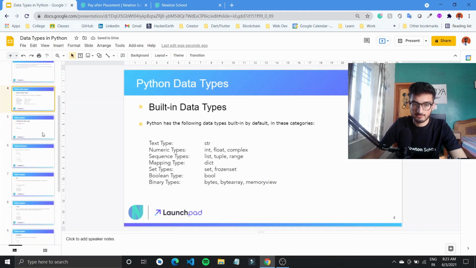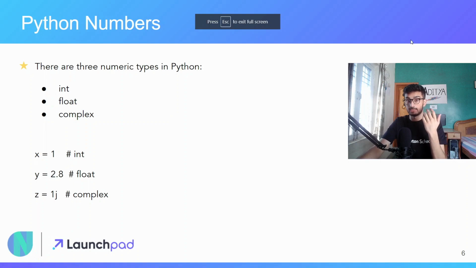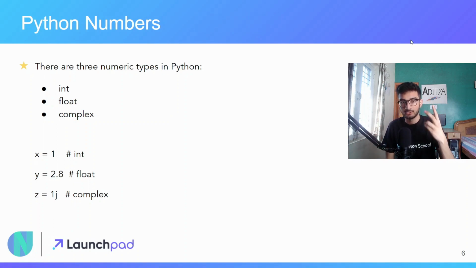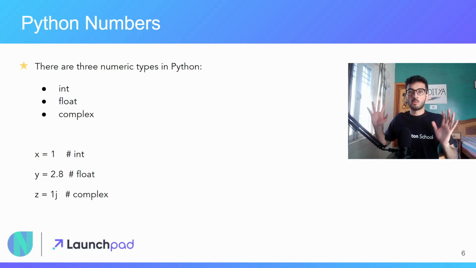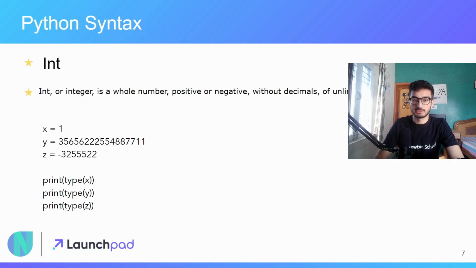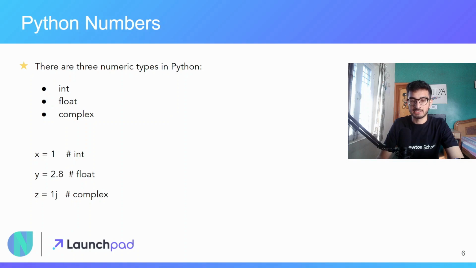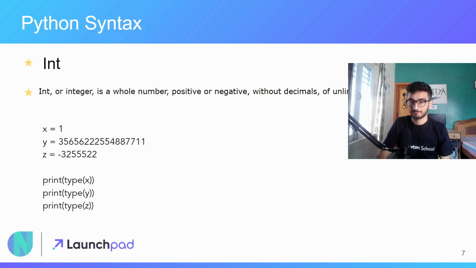Let's first go over the Python numbers, right? So there are three numeric types in Python. There is integer, float, and complex. Integer is basically 1, 2, 3 or simple numbers, and float is, as you can see in the example, 2.8. So it stores the decimal values. And then there is the last complex type, which is complex numbers basically.